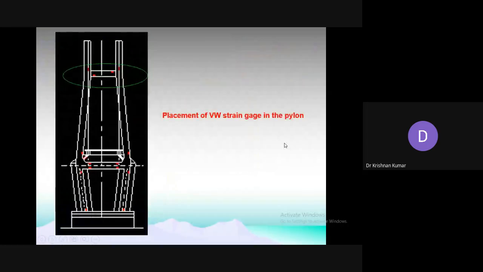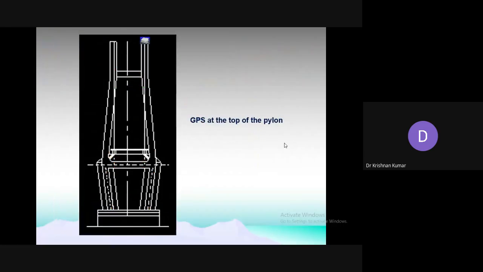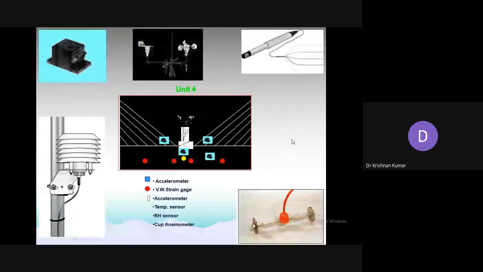Unit 3. Yeah, this is unit 3. Unit 4. There we placed one more, the cup anemometer. This is very, very important. Anemometer will give you the wind speed and wind direction. So if any turbulence is there, we can measure the gust also. With this wind vane, how much rotation it makes, each rotation is called one gust. That way we are able to understand the turbulence.